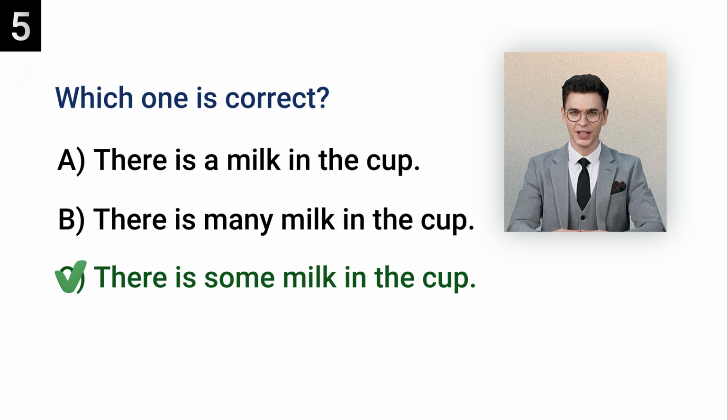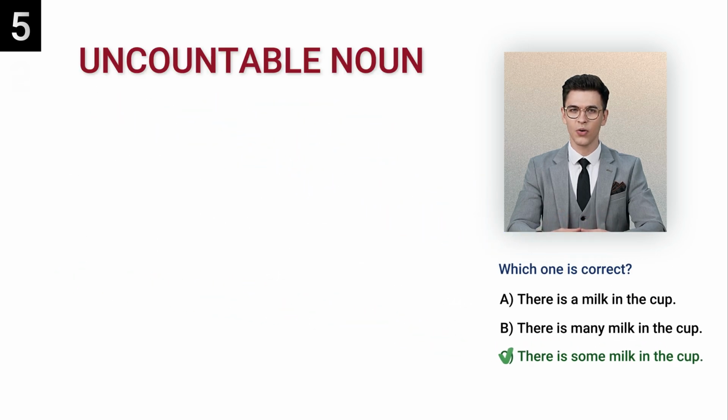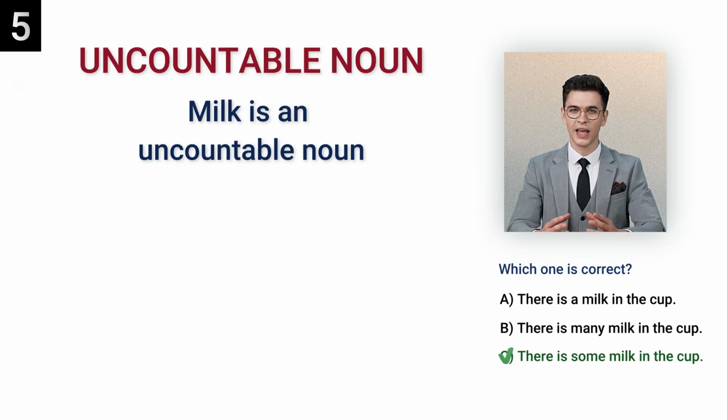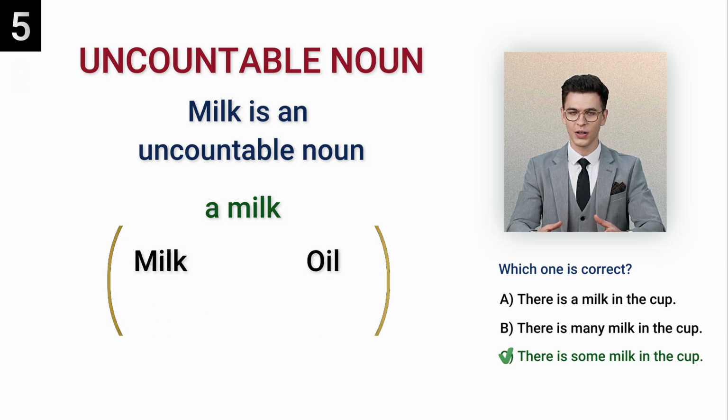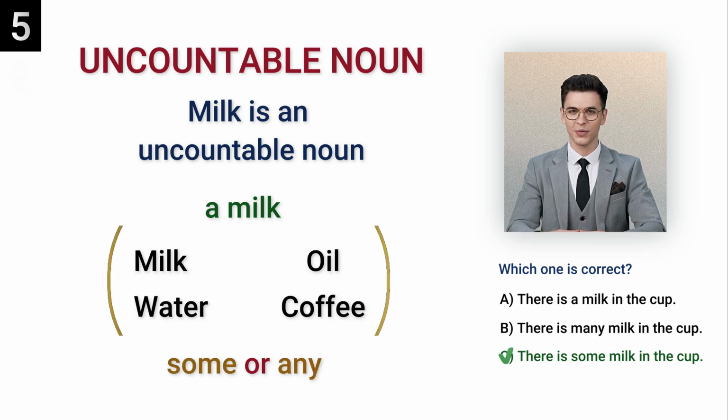There is some milk in the cup. It's correct because milk is an uncountable noun. We don't need to use an article, and we can't say a milk. When we are talking about uncountable nouns like milk, oil, water, coffee, we say some or any in questions and negative sentences. Now we're going to get to the intermediate level.